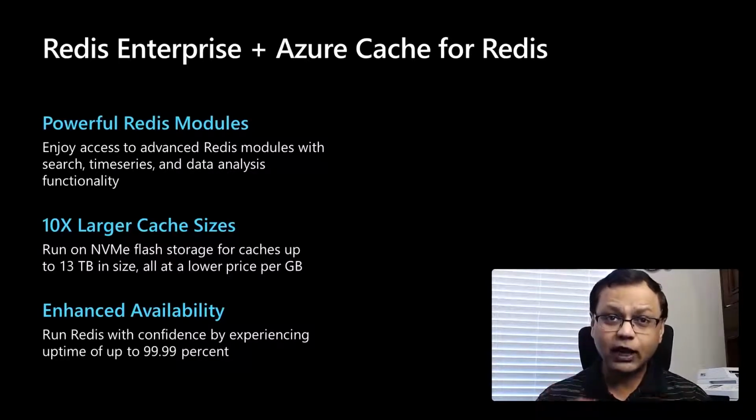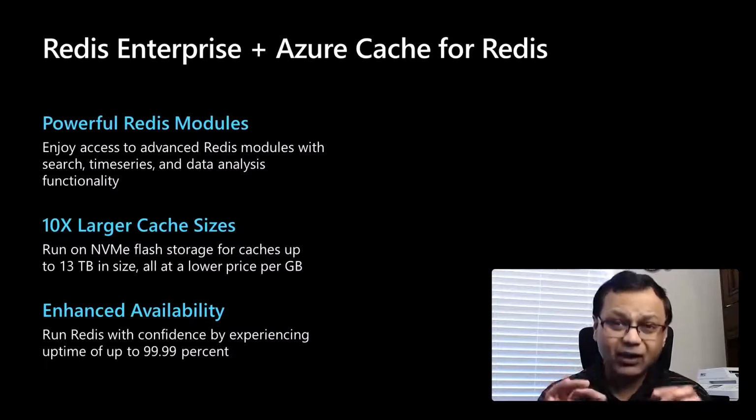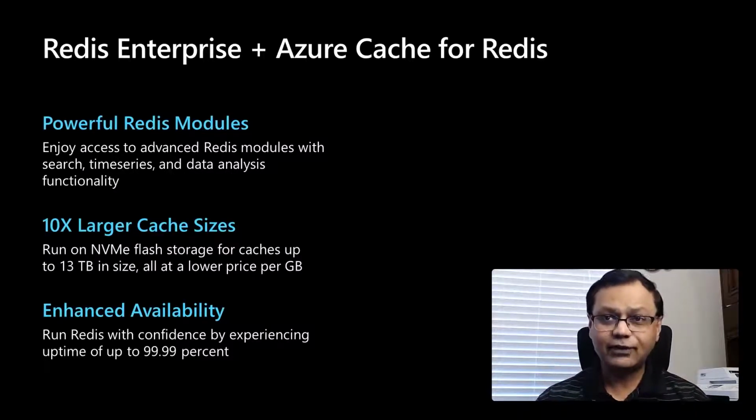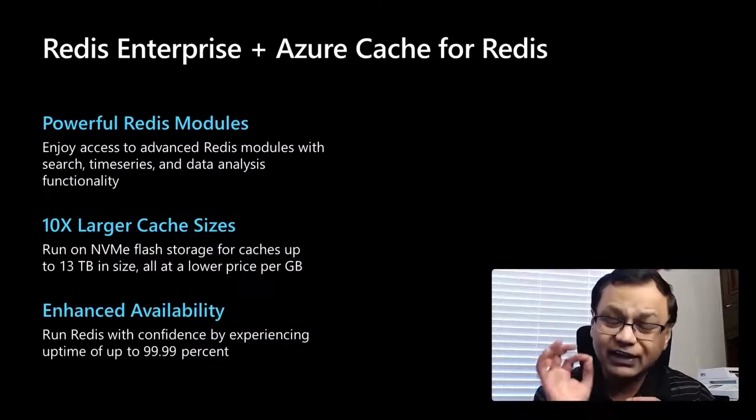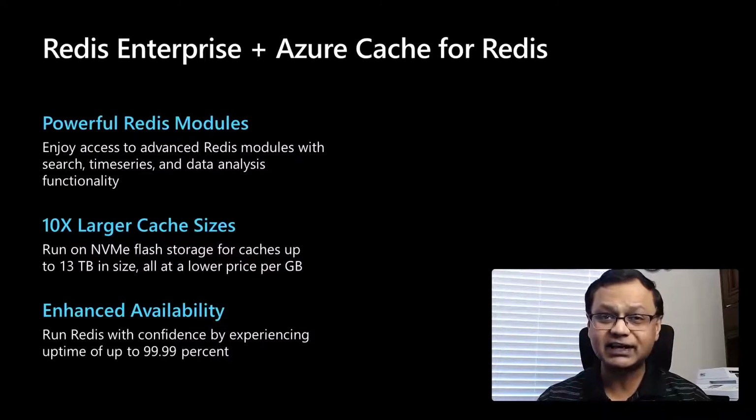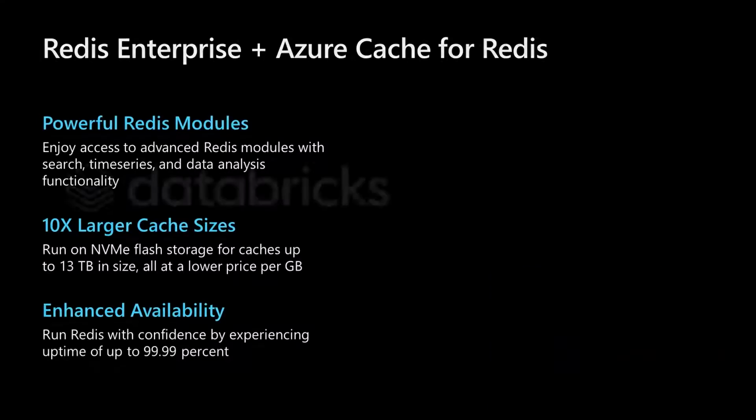Customers will also now have the option to deploy SSD flash storage, offering up to 10 times larger cache sizes and similar performance levels at a lower price per gigabyte. Reliability will be an even greater priority with an enhanced SLA and the capability to utilize active geo-replication to configure a globally available cache that can fail over to another region without any data loss.